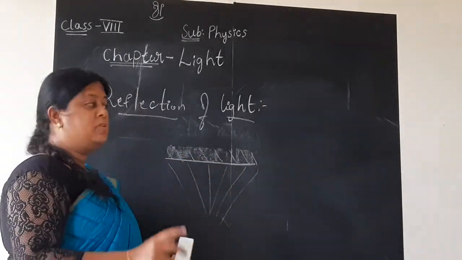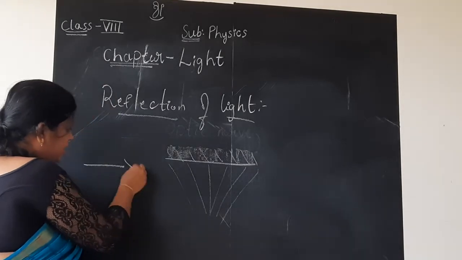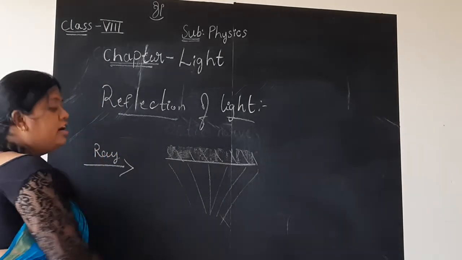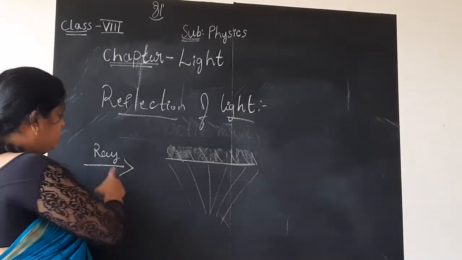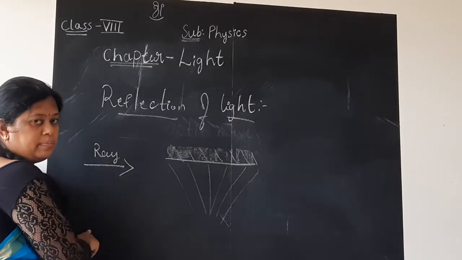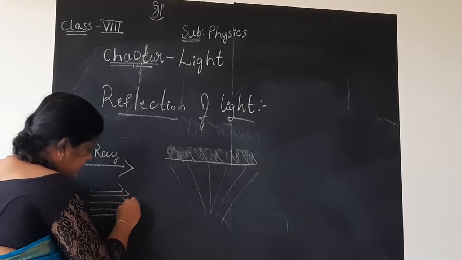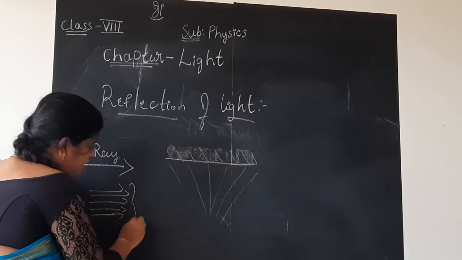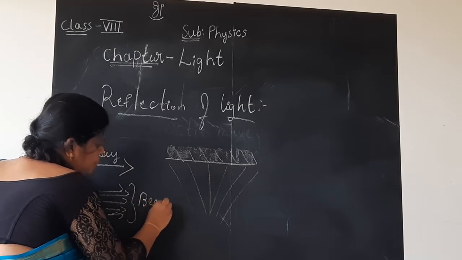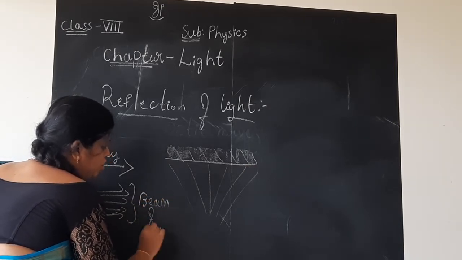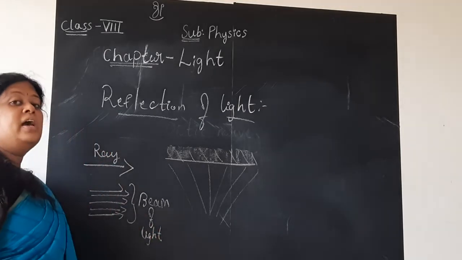Multiple rays. A single line is called a ray. It is called a ray of light, and this is how you represent it. If there are multiple rays like this, many rays together, then it is called a beam of light. Ray of light means a single line with an arrow mark.